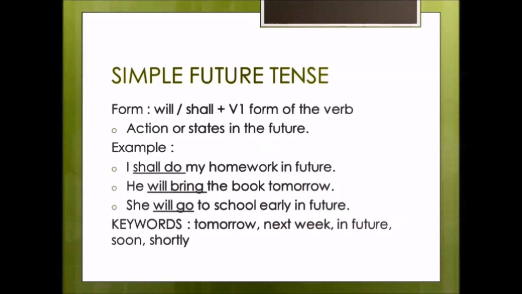So this is the future tense. You are using the format of shall plus V1 form of the verb. You are using shall because your subject is I here. As I said earlier, if your subject is going to be I and we, you have to use shall plus V1 form of the verb. The next example is he will bring the book tomorrow. Your subject is he here, so you have to use will plus V1 form of the verb.